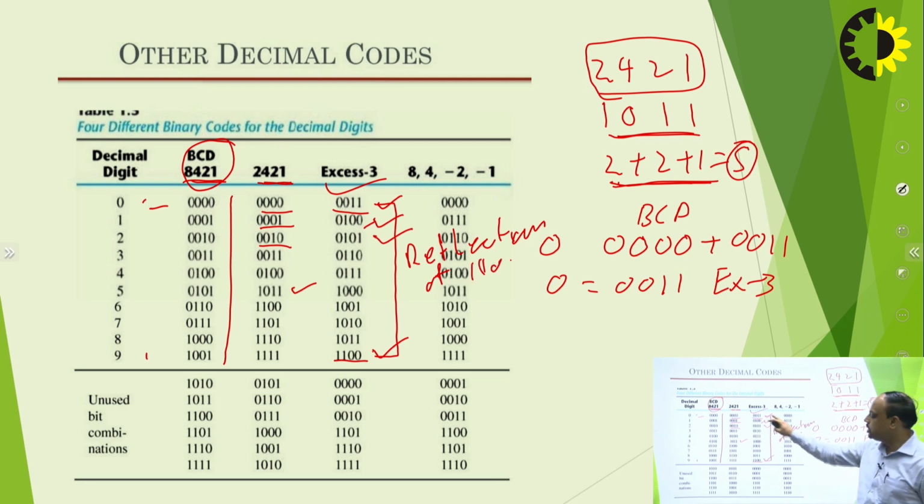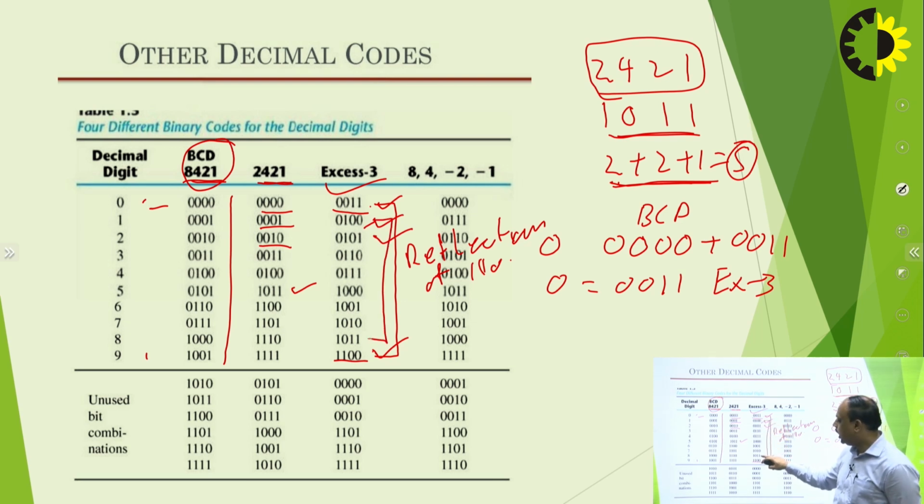So as we can see over here, the binary codes of Excess-3 code of 0 and Excess-3 code of 9 are the mirror reflection of each other. In a similar way, Excess-3 code of 1 and 8 are mirror reflections. As you can see over here, this 0 is converted into 1, this 1 is converted into 0, and these two zeros are converted into 1.